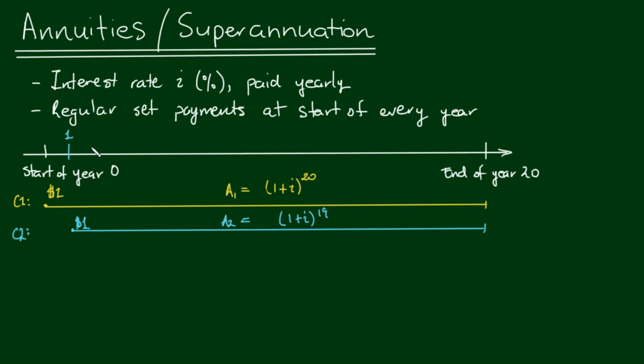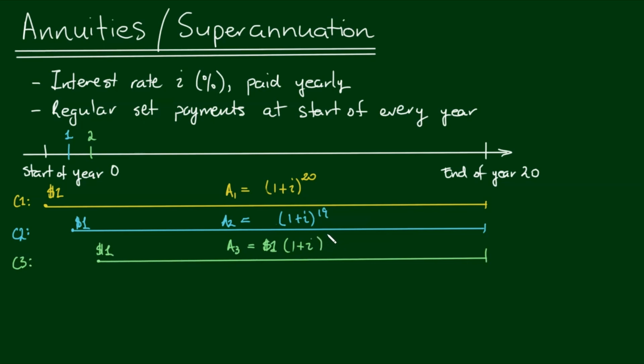After 2 years, we're going to make another contribution. Let's call this C3. So at the beginning of year 3, or after 2 years, we make another $1 investment. So for the remainder of the annuity, that contribution is going to accumulate interest for 18 years. So the accumulated amount of contribution number 3, A3, is going to be $1 times 1 plus I to the power of 18. Again, for simplicity, we'll erase this $1 at the front. So hopefully you can see a pattern emerging now.